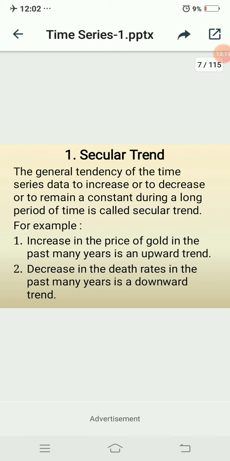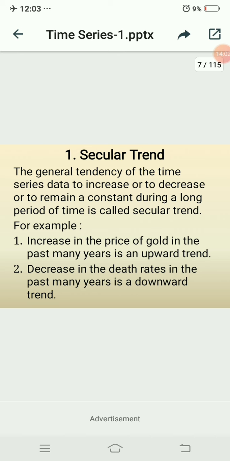Here the healthy conditions are automatically improved, hence the population deaths decrease and births increase. These two are very important examples related to the secular trend, because the long-term trend depends upon the nature of the data. Remember, a long period does not denote a fixed period of time. In one case even a few hours may be considered a long period, and in another case several years may be considered a long period.